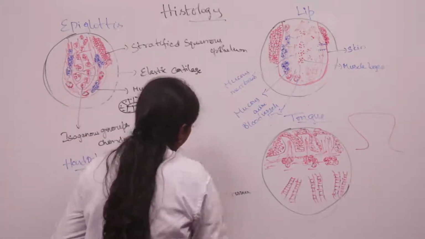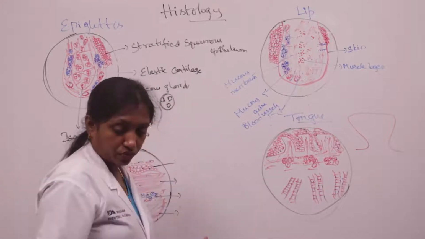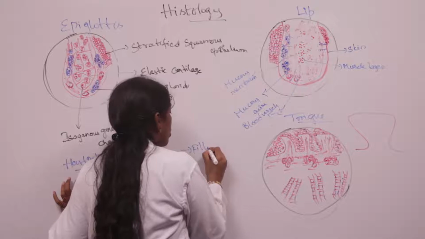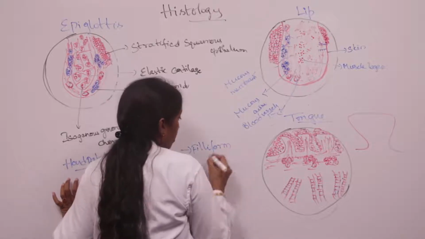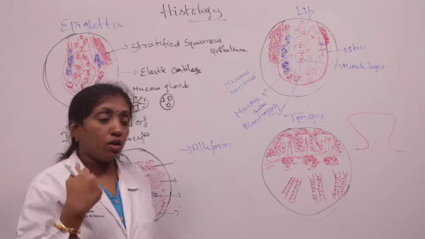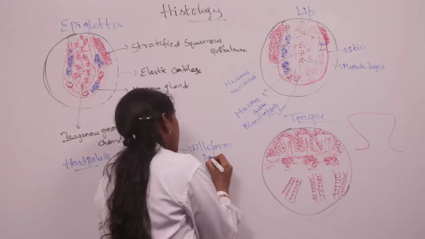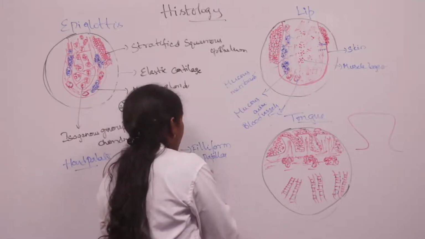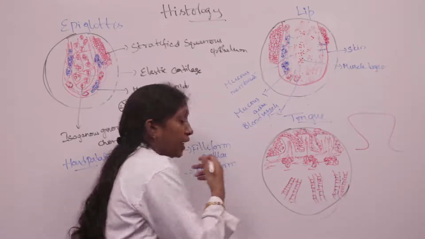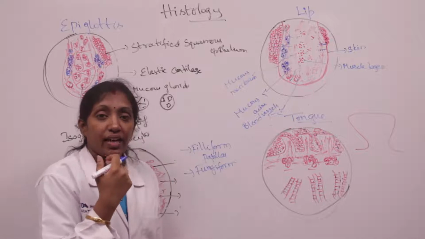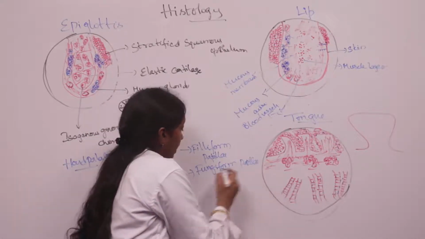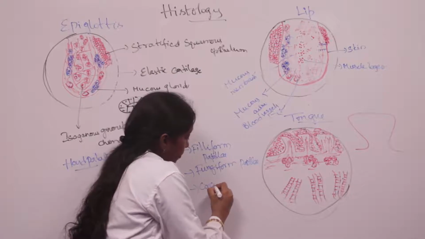We have filiform papillae which are distributed all over the tongue, over the dorsal surface of the tongue. Okay, that is called filiform papillae. And the fungiform papillae, they occupy the tip as well as the sides of the tongue. The fungiform papillae. And the third one is the circumvallate papillae.